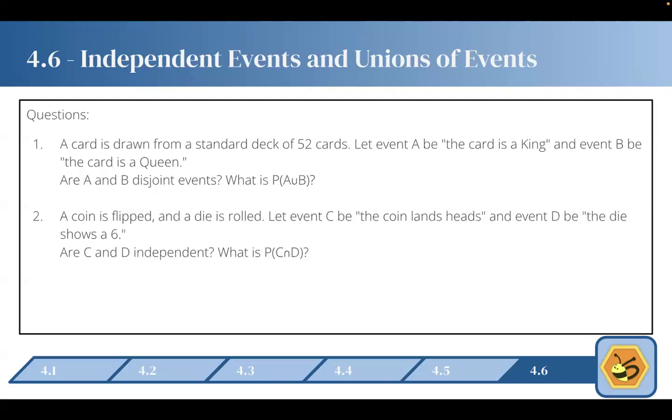Okay, now we have some practice for you. I think there are 4 questions here, so we'll do the first two and then the 3 and 4. I'll read a question at a time, let you think about it, and then we'll get back together. A card is drawn from a standard deck of 52 cards. Let event A be the card is a king, and event B be the card is a queen. Are A and B disjoint events? What is P of A or B?